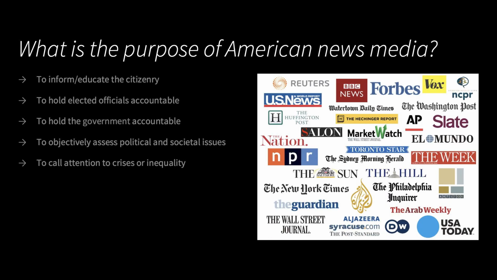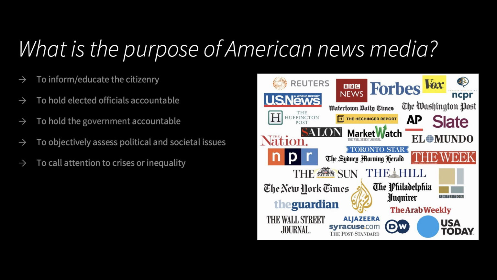Now, generally, when I ask this question in my classes, students come up with a lot of really great answers that in a democracy, the purpose of news media is to inform and educate the citizenry. It's to provide information to help individuals hold elected officials and the government accountable for their actions. The news media helps provide information that allows us to objectively assess political and social issues. And more importantly, the media serves a watchdog function, right? It should exist to help call attention to crises or other types of inequality so that individuals may collectively organize to help address these issues.